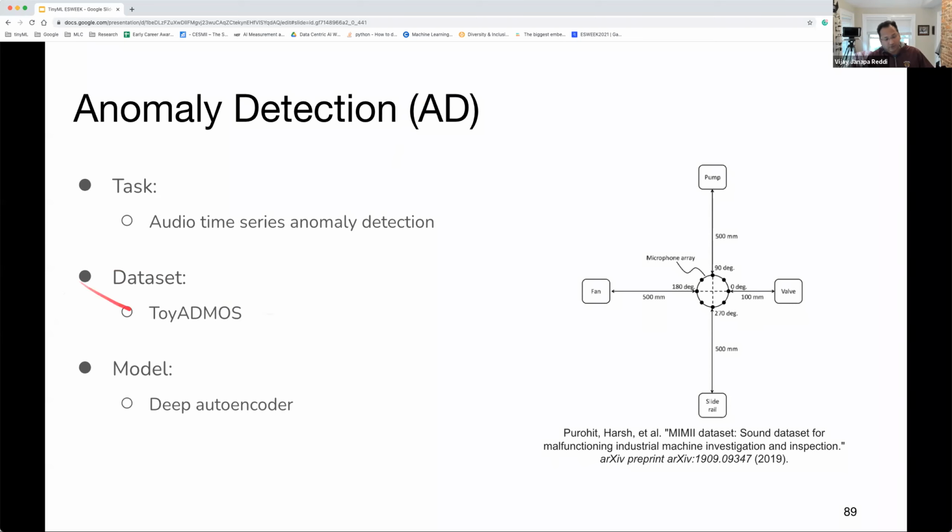And so one of the data sets that we use is ToyADMOS. Like it says, it's a toy data set. In other words, it's anomaly data. It's a sound data set for malfunctioning industrial machine investigation and inspection, the MIMII data set. From this, there's a particular variant called ToyADMOS that's actually about whether some entity is going to break inside that. And autoencoders are really good at anomaly detection. And so that's the kind of network that we actually use.